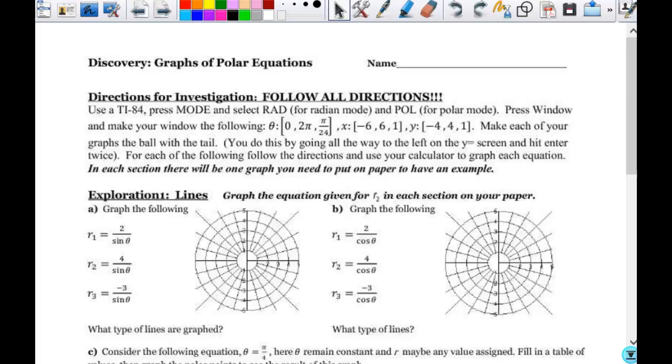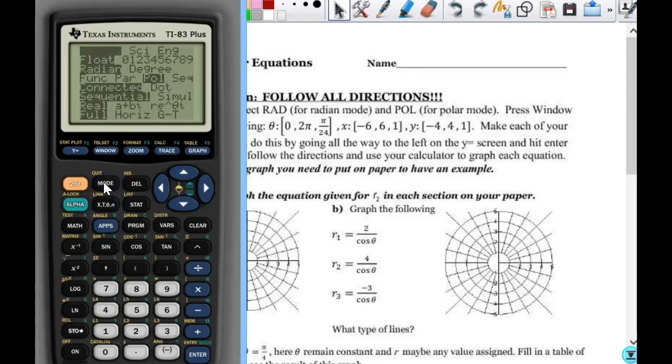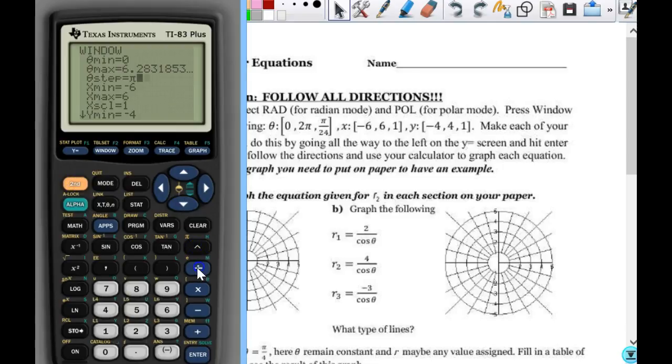So double check your calculator, and I just cleared it, but I didn't mean to, that you're in polar mode and that you're in radian mode, okay? And then that your window is what it says up here. We're going to go from our theta minimum of 0 to our theta max of 2 pi. Your step should be at pi 24ths, and you can literally just type in pi divided by 24, and it takes care of it for you.